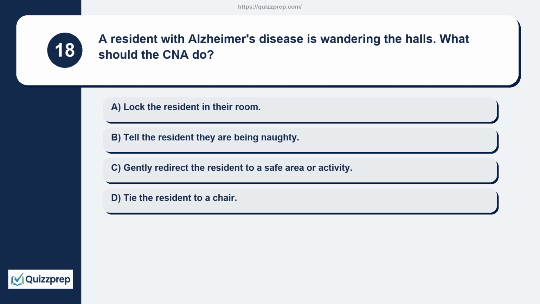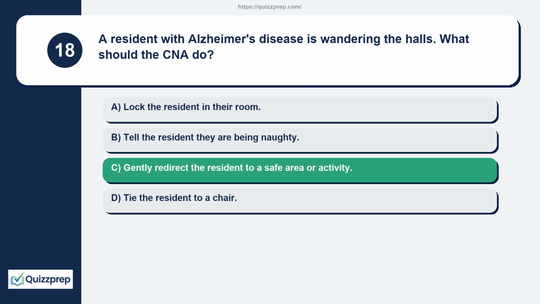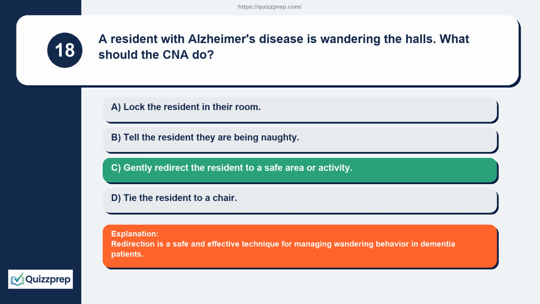Question 18. A resident with Alzheimer's disease is wandering the halls. What should the CNA do? Lock the resident in their room. Tell the resident they are being naughty. Gently redirect the resident to a safe area or activity. Tie the resident to a chair. Redirection is a safe and effective technique for managing wandering behavior in dementia patients.